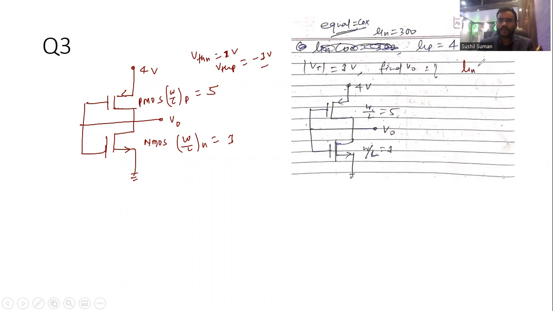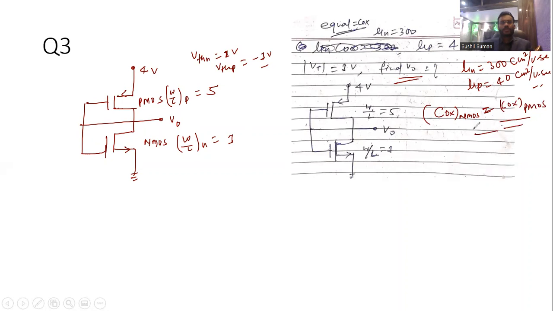You have to give the mobility of electrons as 300 cm²/V·s, and μp equal to 40 cm²/V·s. So for this CMOS, we have to find the value of V naught, if the oxide capacitance of NMOS is equal to the oxide capacitance of PMOS, both having the same value.